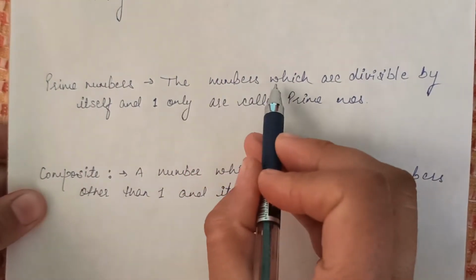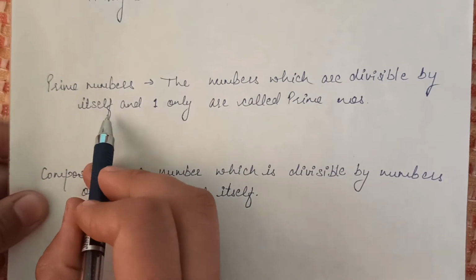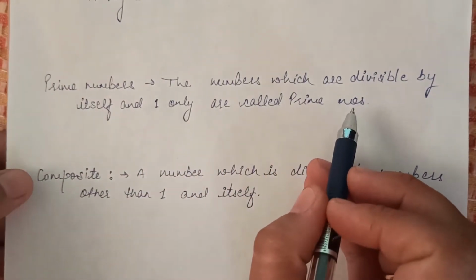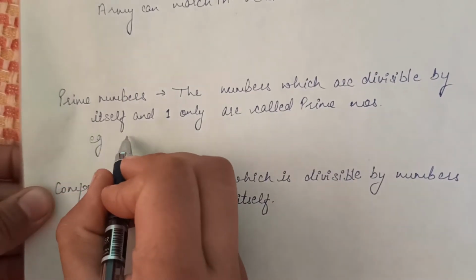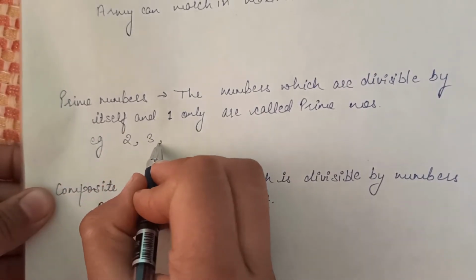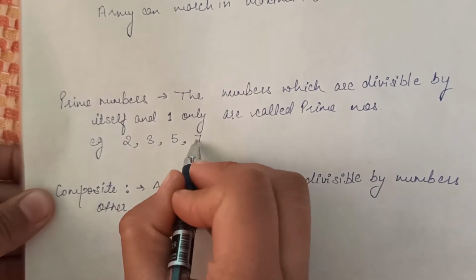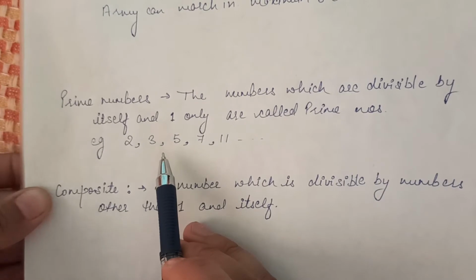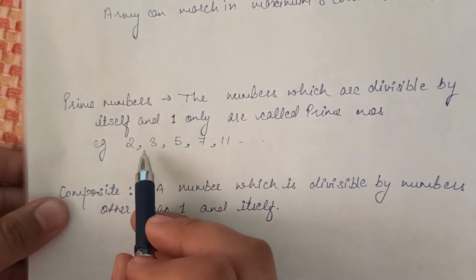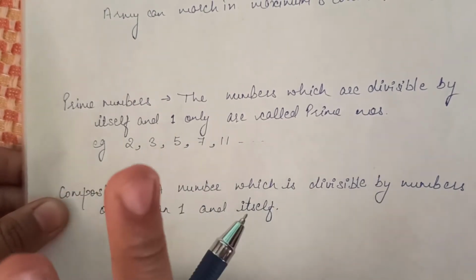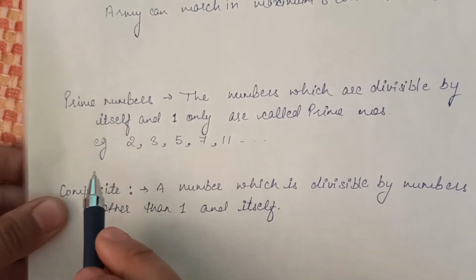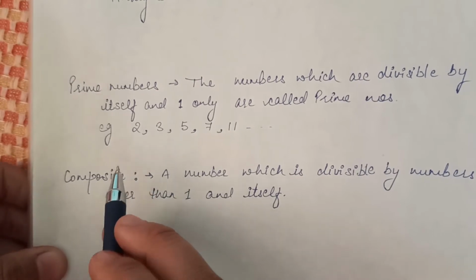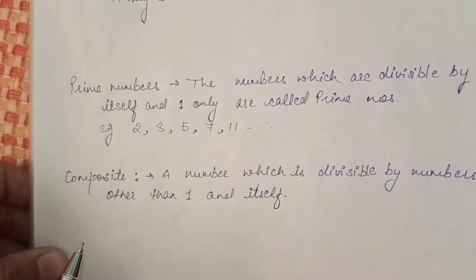The numbers which are divisible by itself and one only are called prime numbers. For example, 2, 3, 5, 7, 11 and so on. These are numbers which are divisible by itself and one only, that is, they have only two factors, 1 and itself. Such numbers are called prime numbers. And all other numbers which are not prime are called composite numbers.